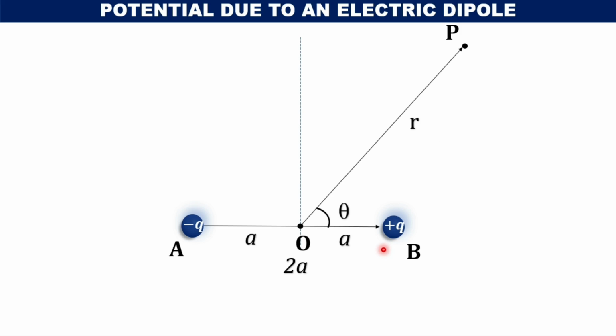The magnitude of the two charges plus q and minus q, the distance of separation between them represented as 2a, or distance of these 2 point charges from the midpoint a, and the distance of the given point from the midpoint of the dipole, and finally the value of the angle theta subtended by the position vector r with respect to the axis of the dipole.